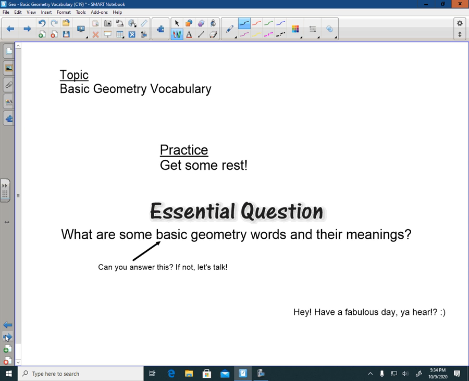And that's it, friends. That was a quick one, huh? So our topic today was basic geometry vocabulary, and practice is, it says get some rest, and that's funny because that actually was from these slides before, but really your practice is to define geometry words in your notes. But I'm not against you getting some rest too. That's a great assignment. Also get some rest. And then let's revisit the essential question, what are some basic geometry words and their meanings? By the time you get those notes done, you should be able to answer that question. And if you can't, we should talk.